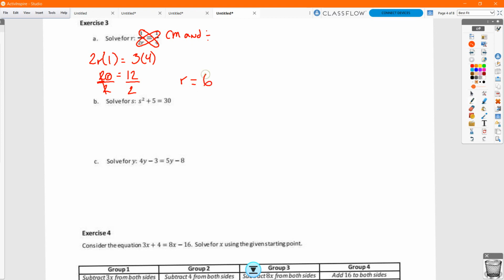Now we can verify this. We can verify that R equals 6 is our solution. We do 3 divided by 2 times 6 equals 1 divided by 4. Well, 2 times 6 is 12, so 3/12 equals 1 divided by 4. Well, 3 and 12 both can be divided by 3, so 3 divided by 3 is 1, 12 divided by 3 is 4, 1/4 does equal 1/4, so it checks. It's correct. Okay? So now we move on to B.